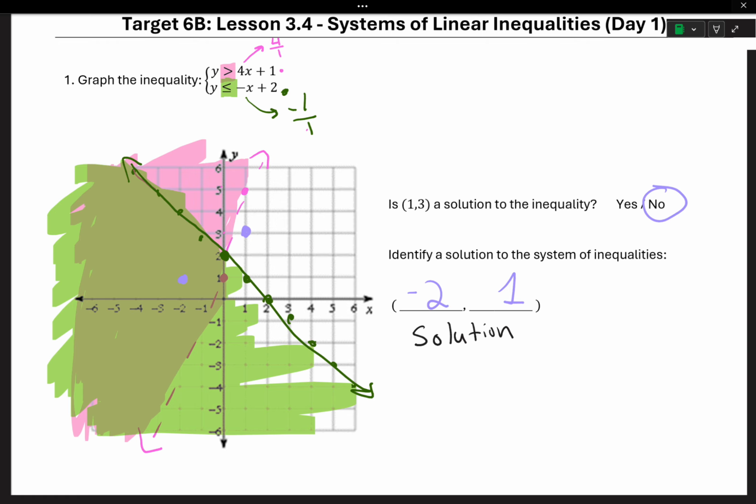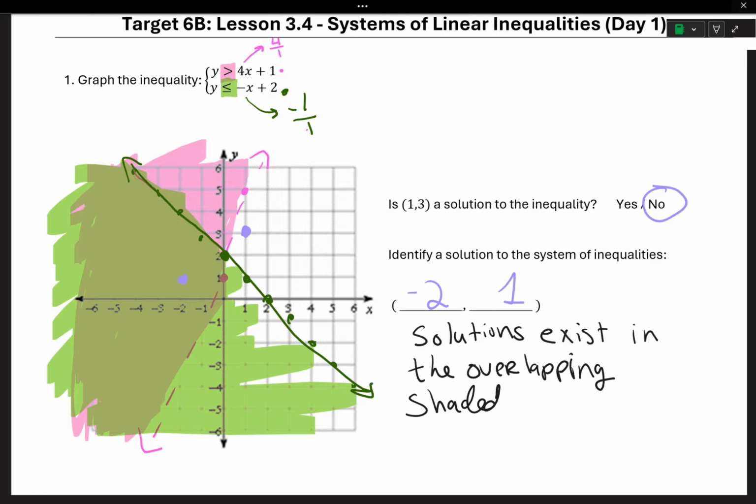Solutions exist in the overlapping shaded areas and on a solid line that borders it.